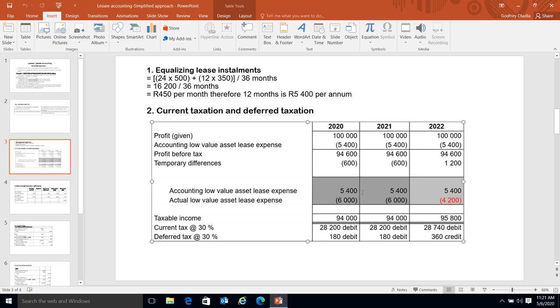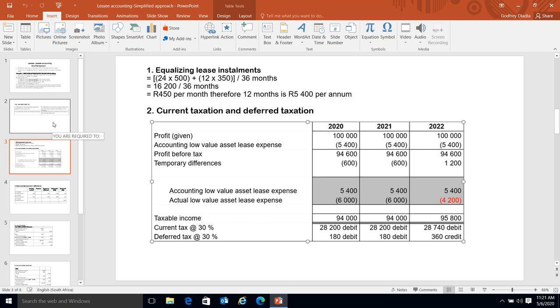You see, now here's 54 here. It's canceling this 54. The first thing they do, they cancel, and then they put their own thing now. They will say to you, what is the actual low value asset lease expense? The actual one, meaning how much have you actually paid?